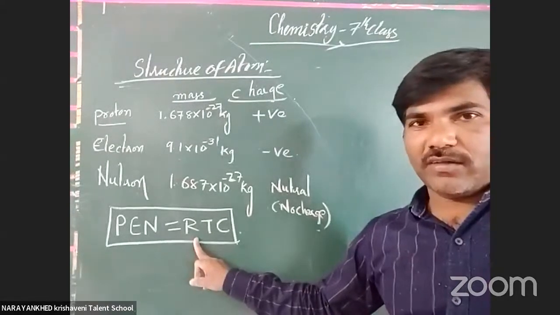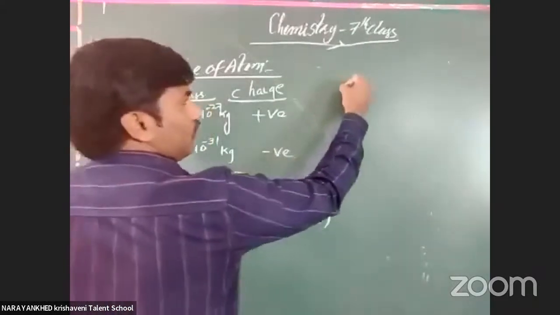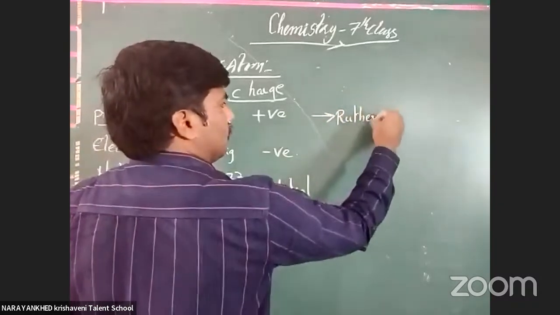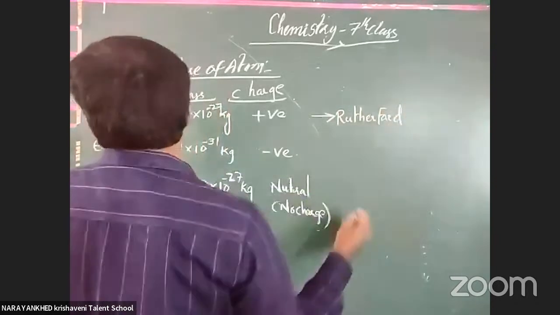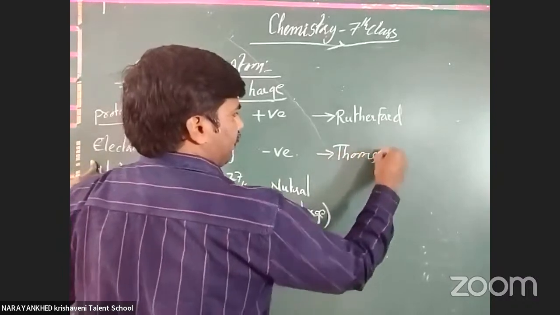Sir, what is the full form of RTC? R for Rutherford. Please note down. Sir, can you write on the board? Yeah, there are the scientist names. Proton is Rutherford. Yeah, electron is Thomson. Yes, neutron is Chadwick.